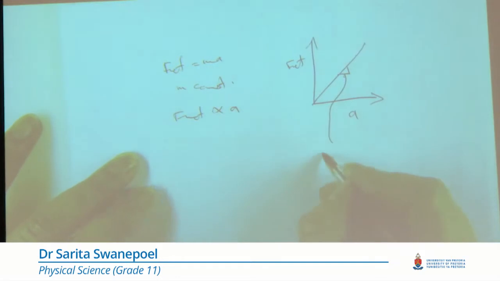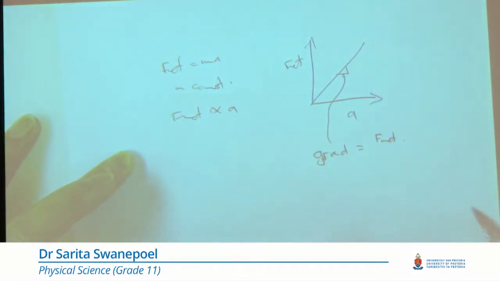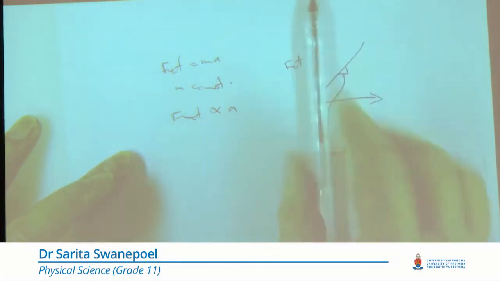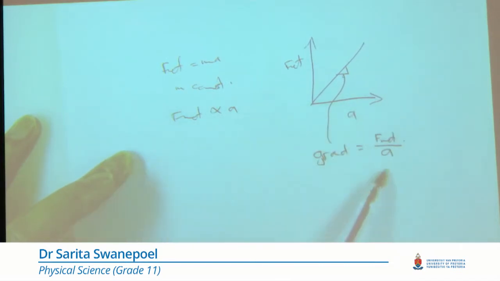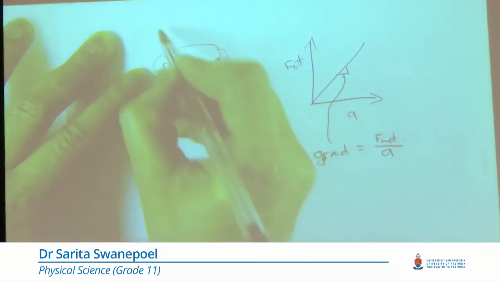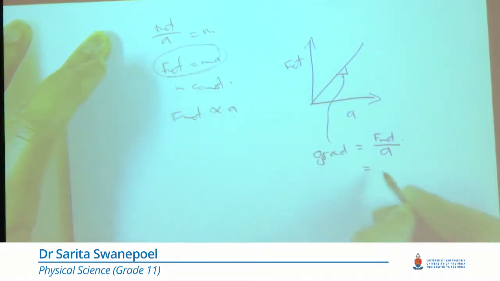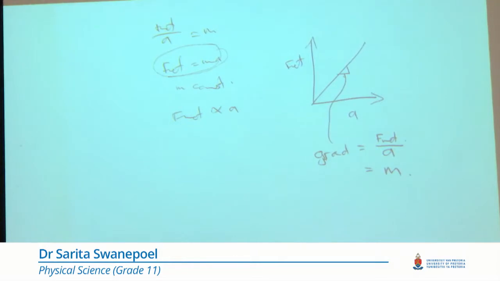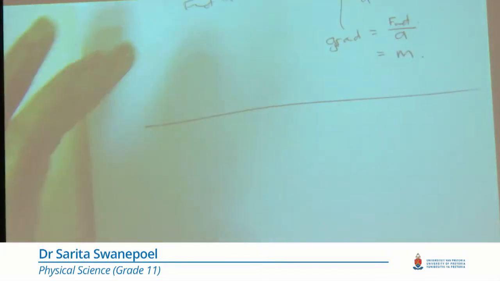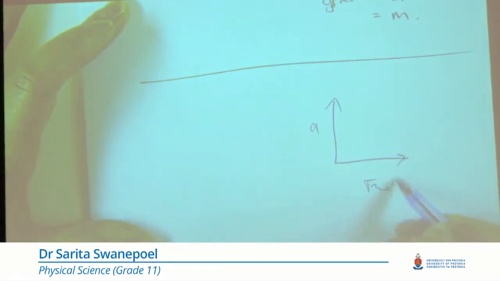If we work out gradient, that will be change in the y-axis, which is F net, divided by change in the x-axis, which is a. So it's y-axis, which is F, divided by x-axis, which is a. What is F divided by a? Go back to my equation. F net divided by a should be m. So now the gradient is m. Everyone happy?